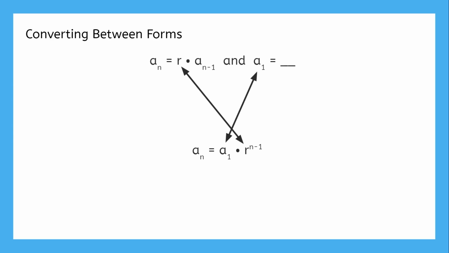The process is super similar to when we converted between the arithmetic forms. We pull out the initial term and common ratio from the given form, and we insert them into the desired form. This is why it's so important to understand the parts of each form.